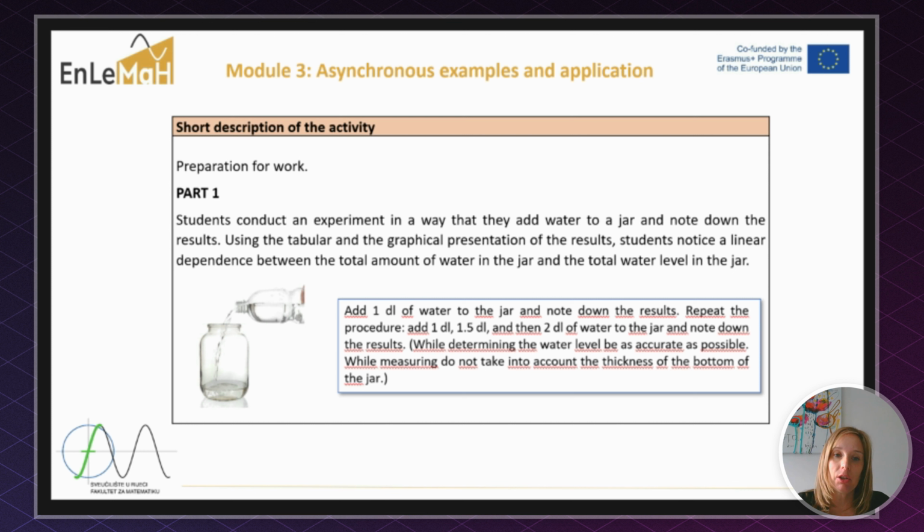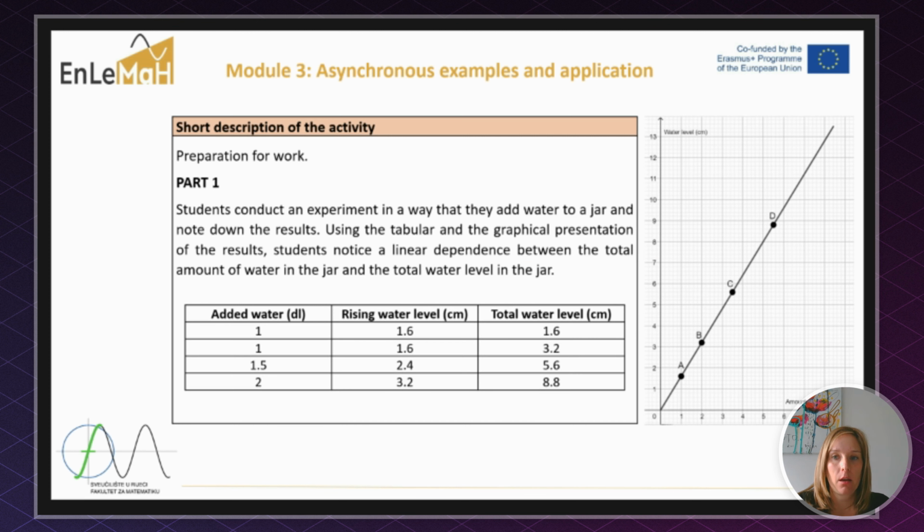The activity is divided into 4 parts. In the first part, students conduct an experiment in a way that they add water to a jar according to the instructions and note down the results. The results are then presented using a table and a graph. It should be pointed out that student solutions may differ because of the different size of the jar they are using. Using the tabular and the graphical presentation of the results, students notice a linear dependence between the total amount of water in the jar and the total water level in the jar.